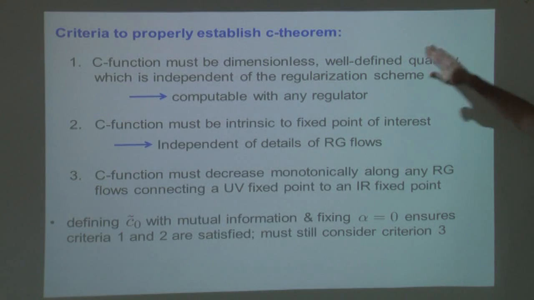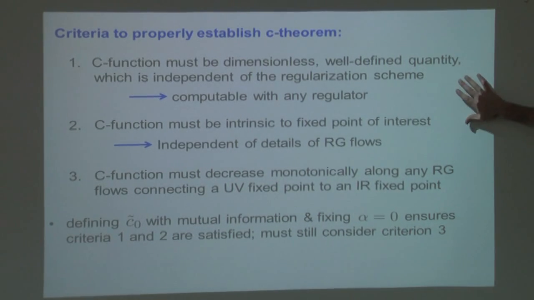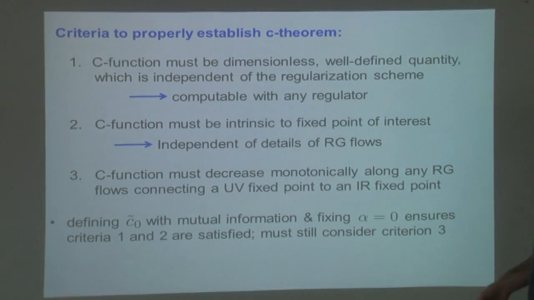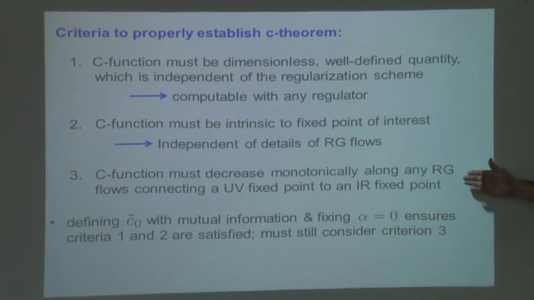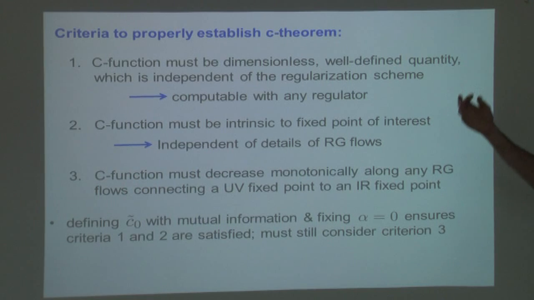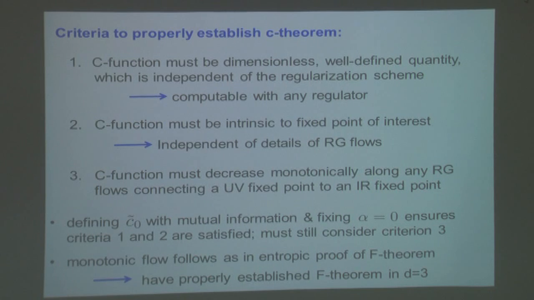In any event, I set forward these 3 criteria. In particular, these were the new ideas that I had to worry about some of the details. And it seems that if I define C naught with the mutual information with a particular prescription for the geometry, I've satisfied both criterion 1 and criterion 2. Of course, I still have to show you that the quantity I've picked out is monotonic under RG flows.